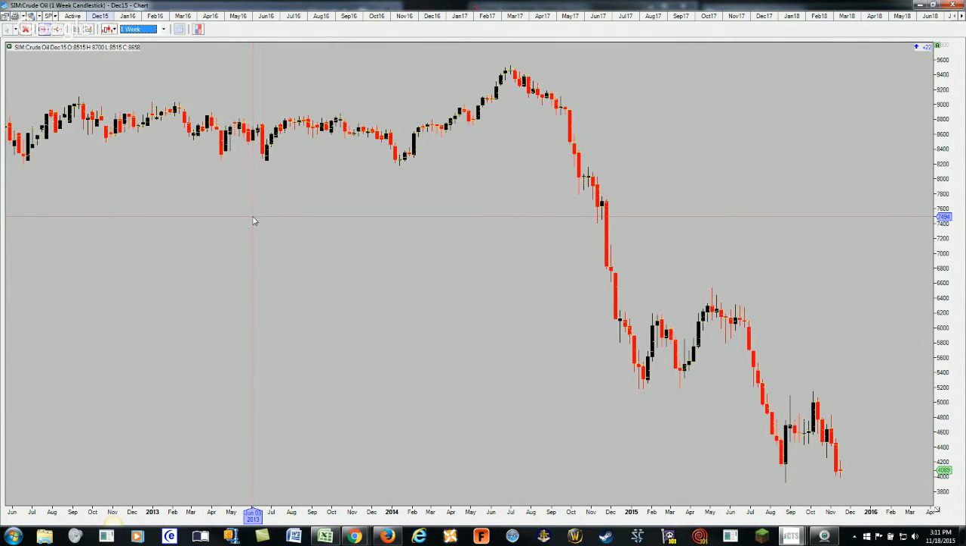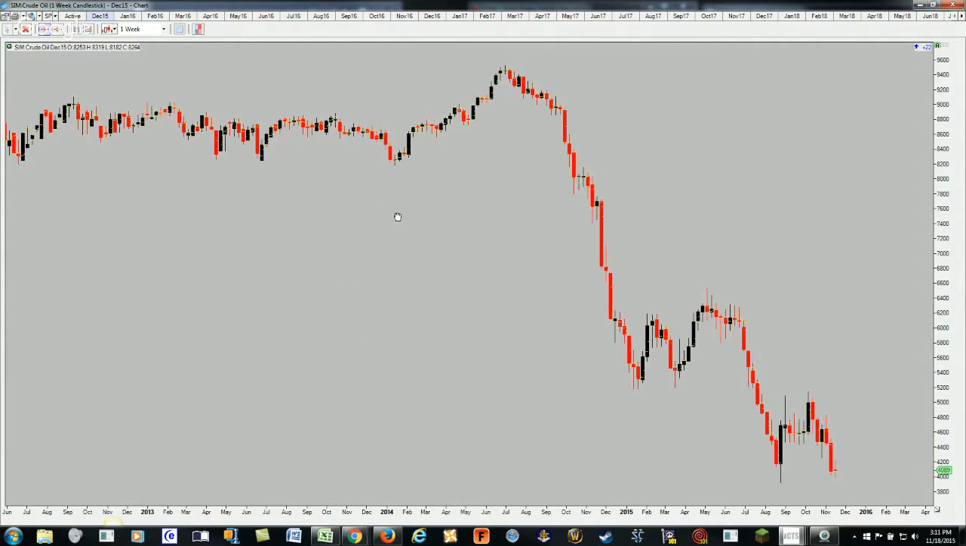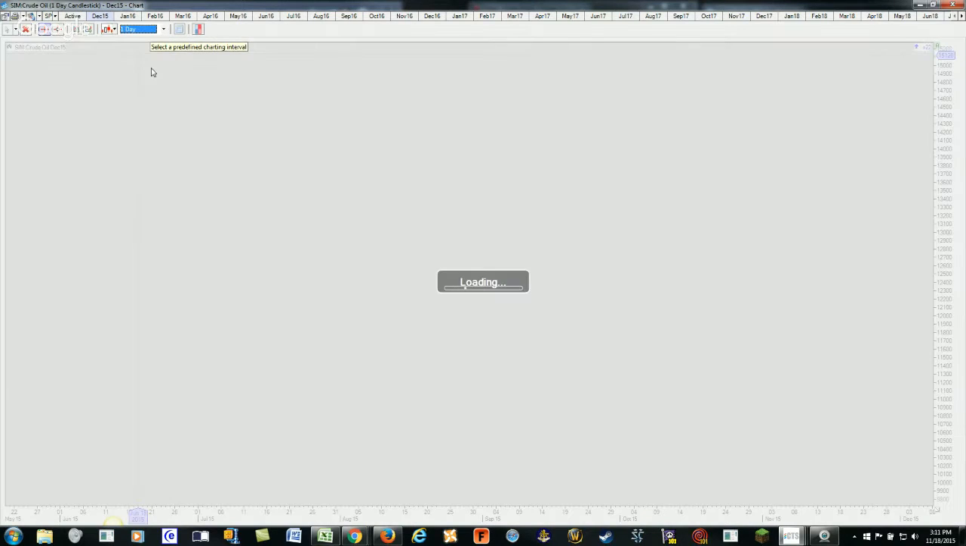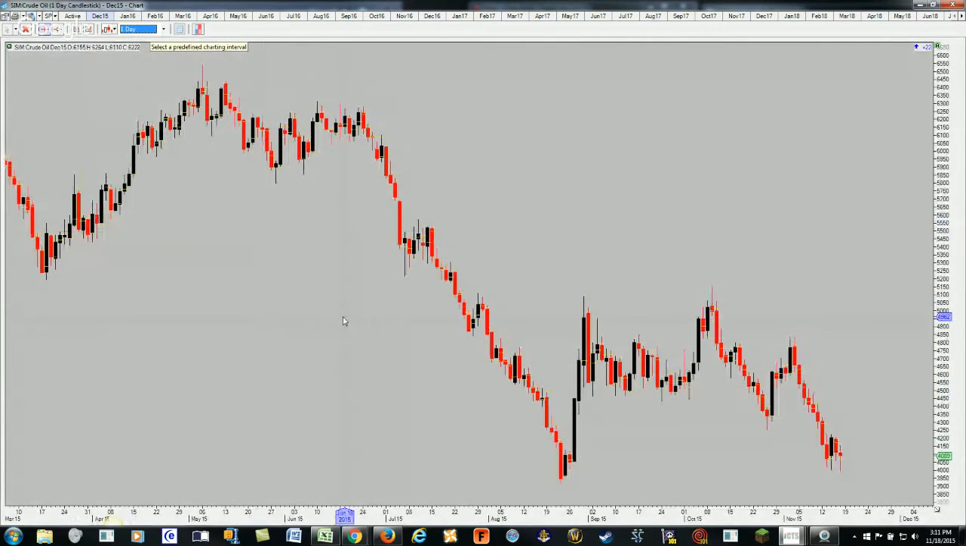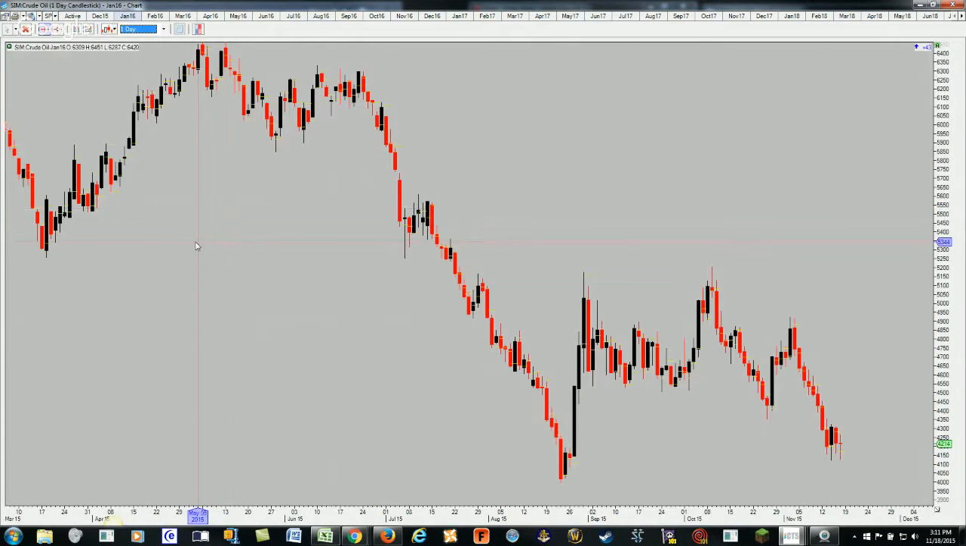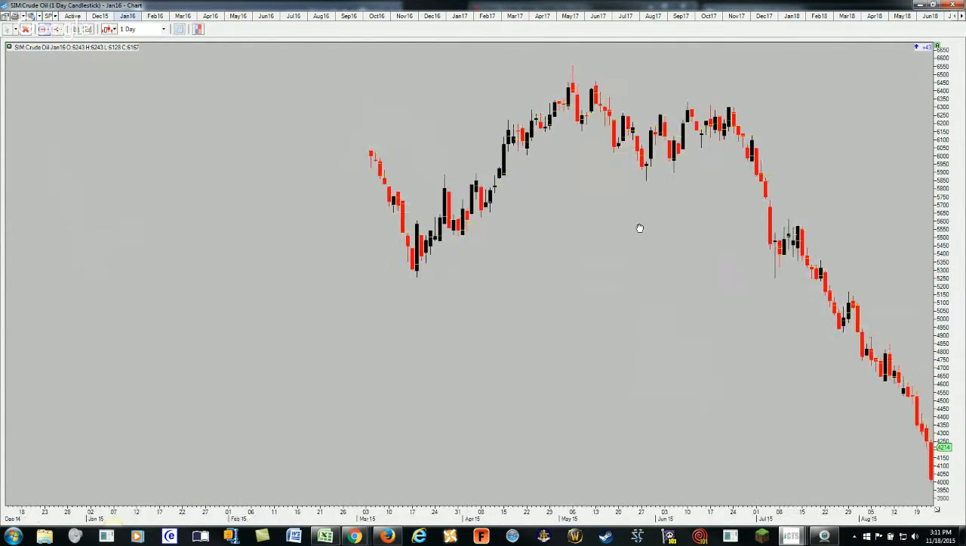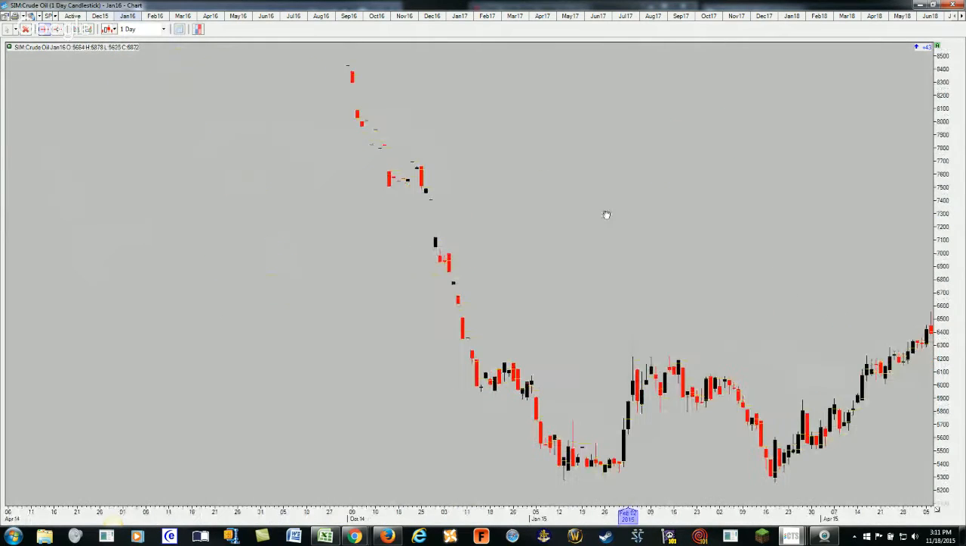So this is going to change in the near future. Anyway, this is 1 week's worth of data. Let's go back to the day. So here's your day. And then if I show you January, you can see that the data is kind of like not all there yet.